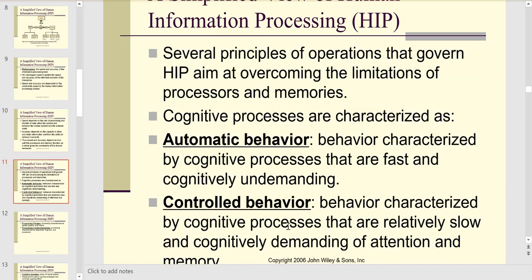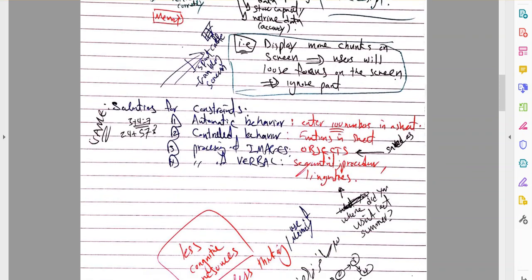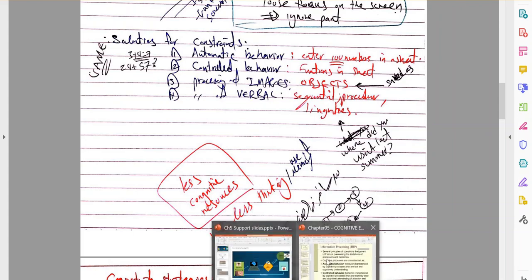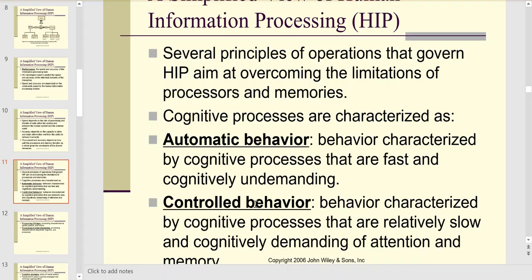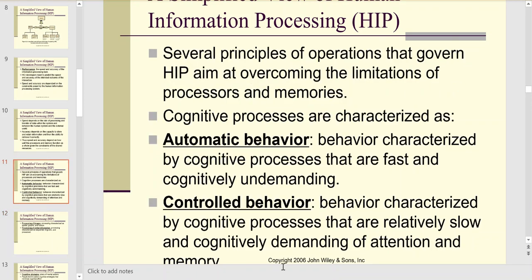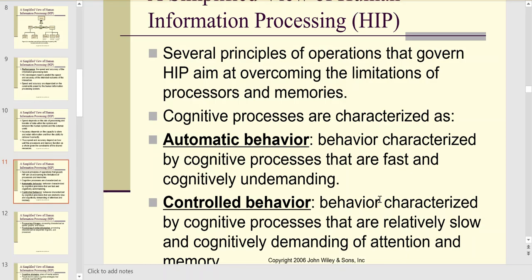We have some solutions that could be taken into account to overcome the barriers, or the constraints, that we spoke about above. The first one is called automatic behavior, and then control behavior. Then on the next slide we have processing of images and processing of verbal information. So we have four solutions. Let's go back and see them. What is meant by automatic behavior? Let us see the definition.